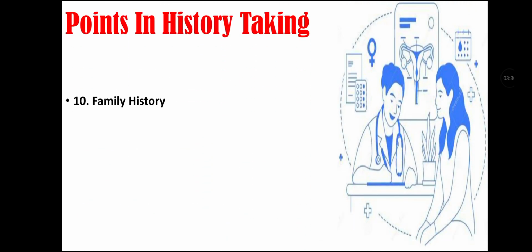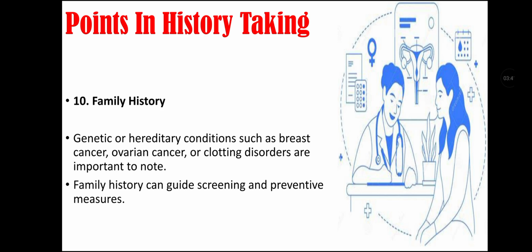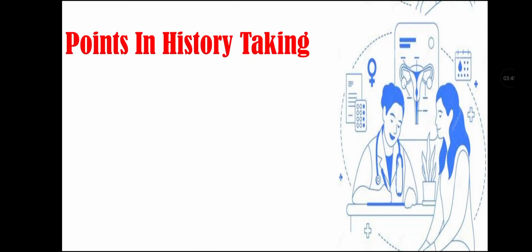At ninth step in gynecological history taking, we do family history that includes genetic or hereditary conditions such as breast cancer, ovarian cancer, or clotting disorders that are important to note. Family history can guide screening and preventive measures.